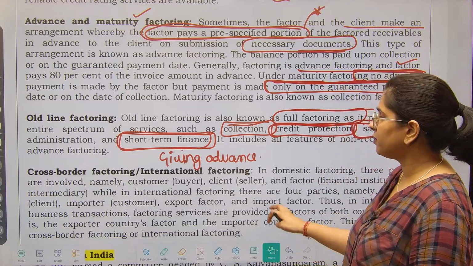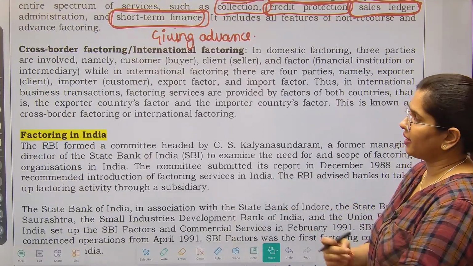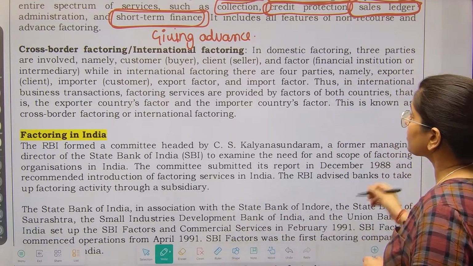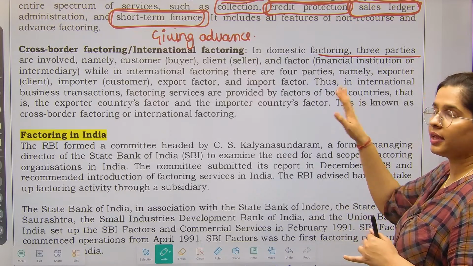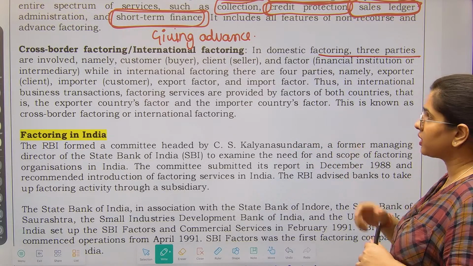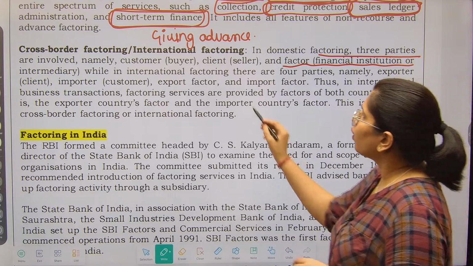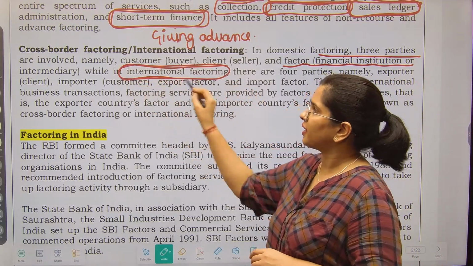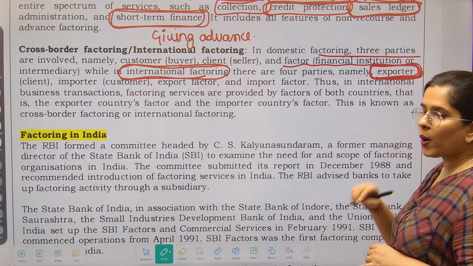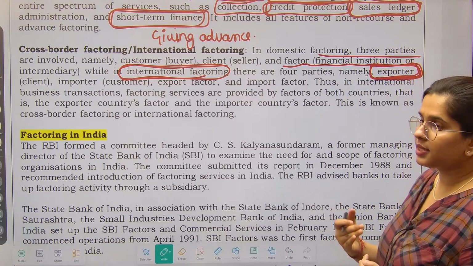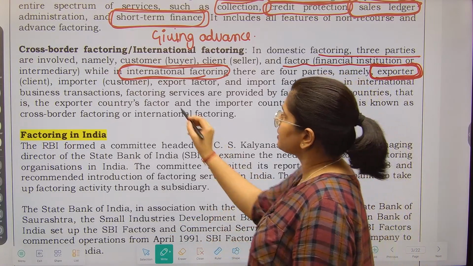Next we have cross border factoring or international factoring. In domestic factoring, there are three parties. Number one is the customer, who is the buyer. Then there is a client, the seller, who is purchasing the factoring services. And then we have a factor, a financial institution. Whereas when we talk about international factoring, there will be four parties. Number one, we will have an exporter who has exported the goods, because this is out of the country. Now the importer, obviously, is going to be the customer.